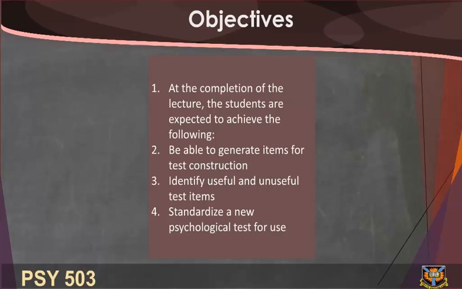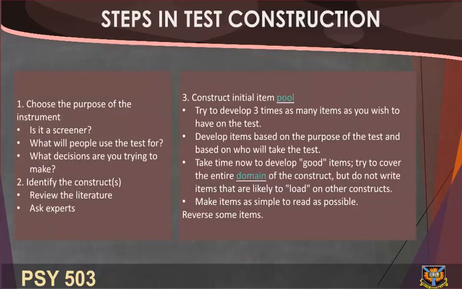Objectives. At the completion of the lecture, the students are expected to achieve the following. 2. Be able to generate items for test construction. 3. Identify useful and unuseful test items. 4. Standardize a new psychological test for use.